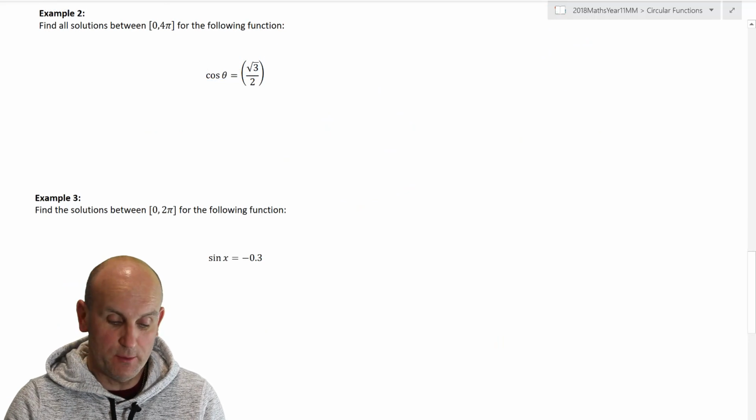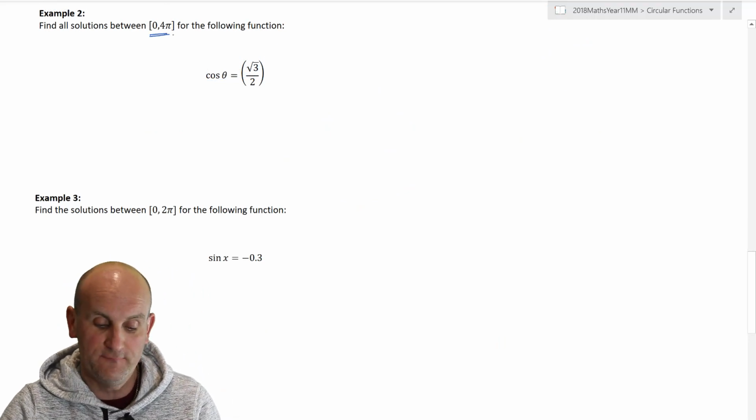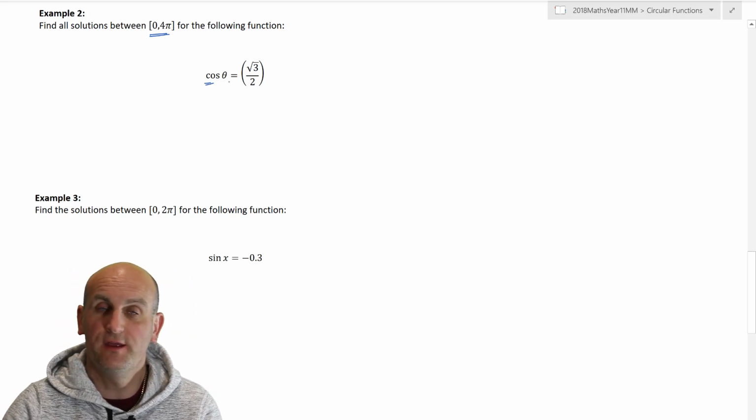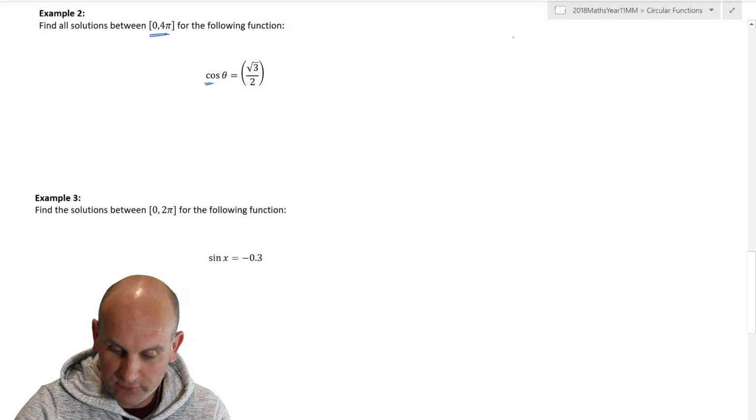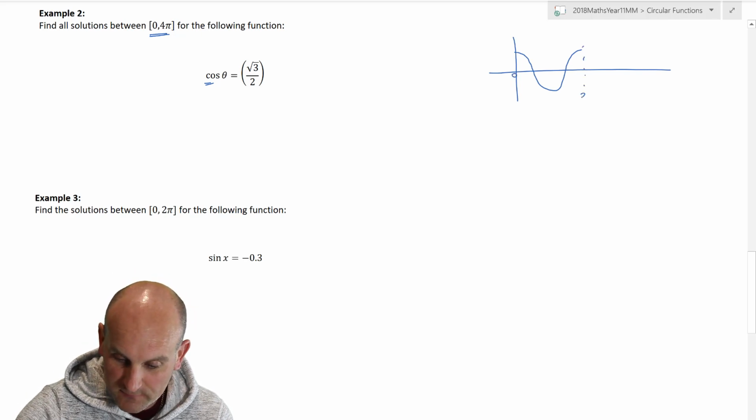So let's look at this example here now. So I'm going to try and find the solutions this time between 0 and 4 pi for the following function. I'm going to worry about the function in a moment, but cosine theta. We don't want sine theta this time. So what I'm going to do is draw a quick sketch. Now, if we remember, cosine theta for one period looks like that. It goes between 0 and that one there is 2 pi.